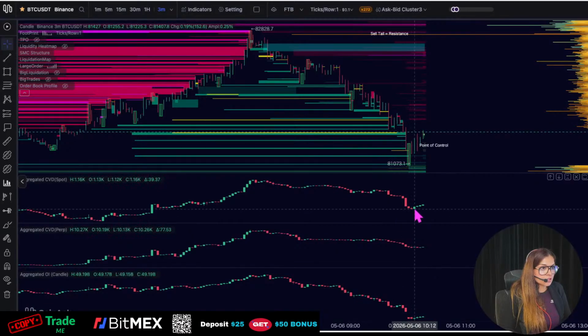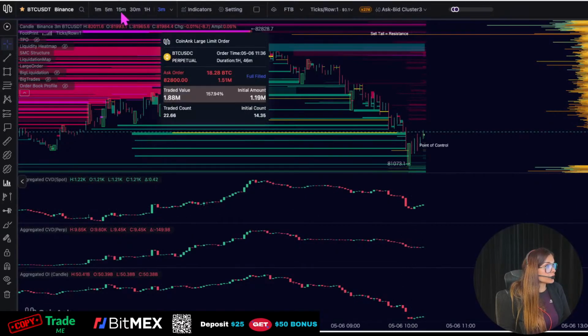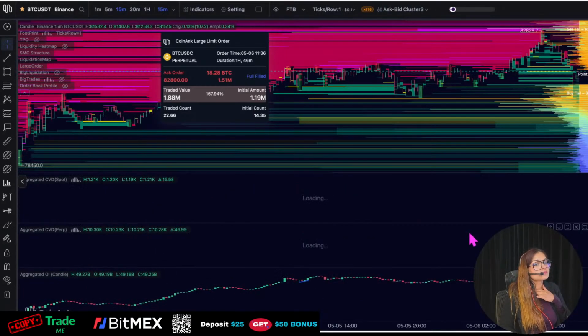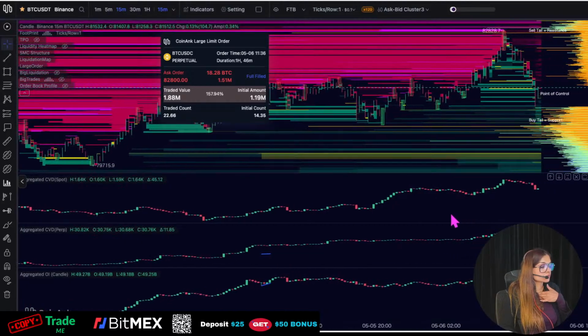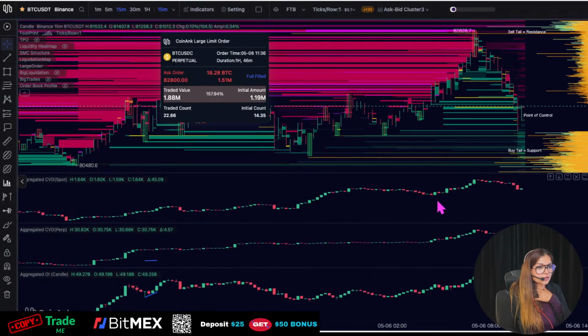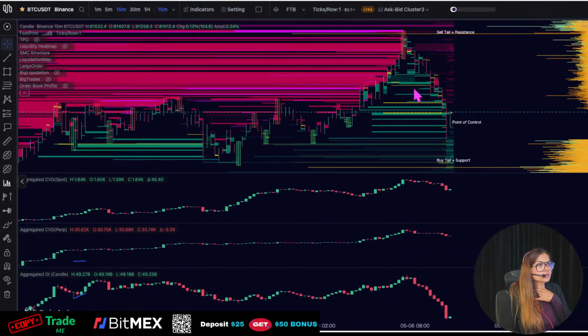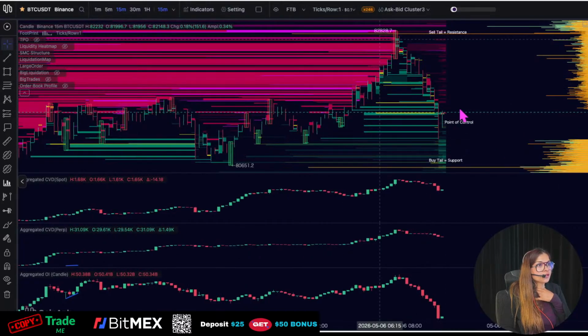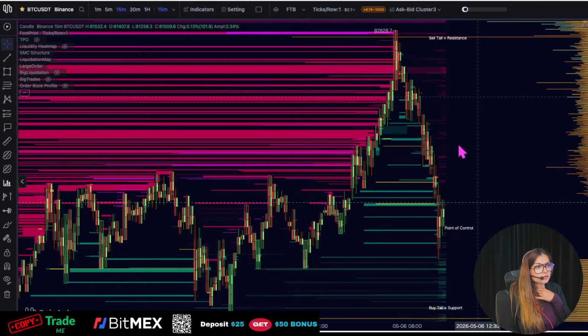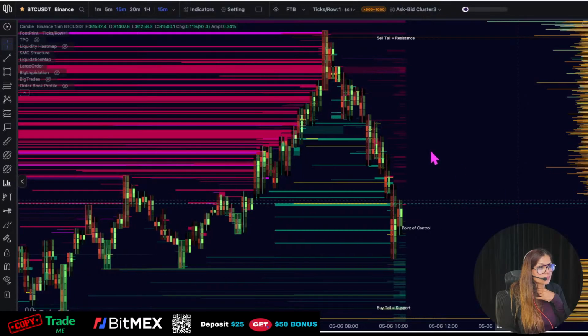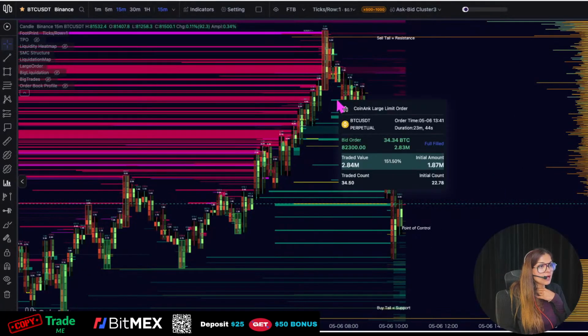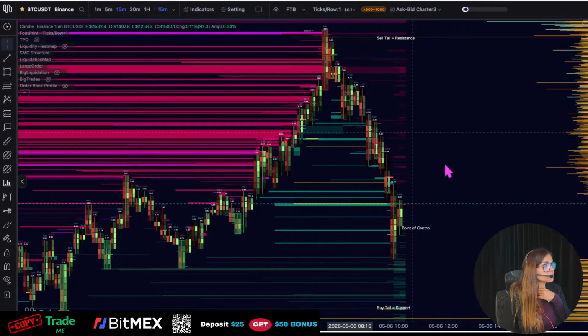Okay, now here we can see a little bit of an up move, but that's on the 3-minute chart. So let's go to a 15-minute. Yeah, nothing yet. All right, so this was all selling over here, and now there's a lot of buying. Who's buying? Let's see who's buying.